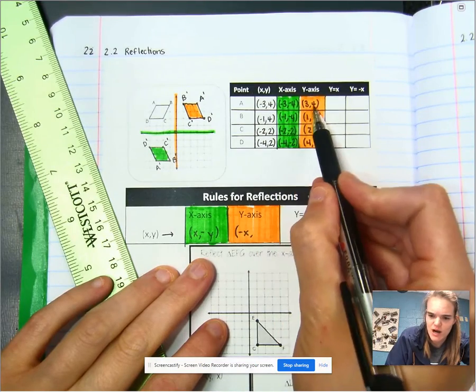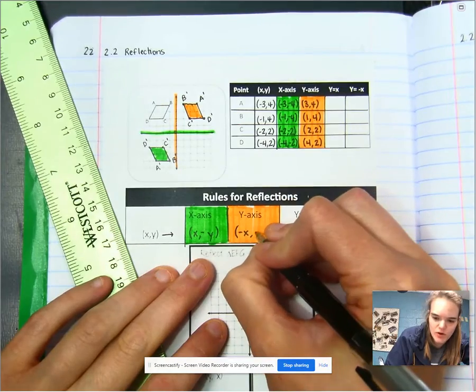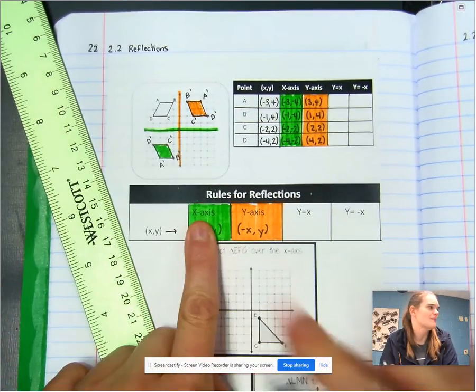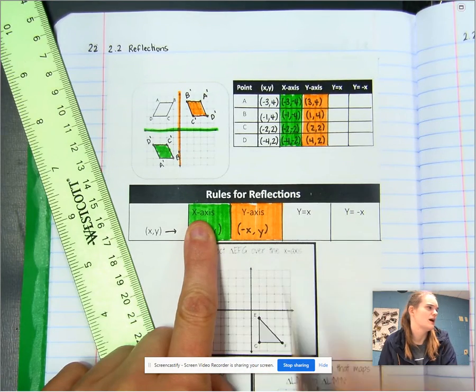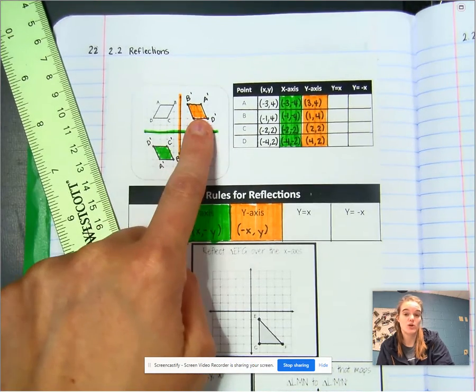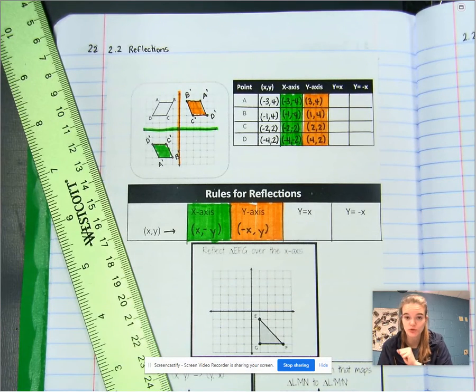All right, what happened to the y's? They stayed the same. So there's my rule. X comma y maps to negative x comma y. Just as a hint, you either have to be able to actually reflect or memorize the rules. You have to be able to do one or the other.